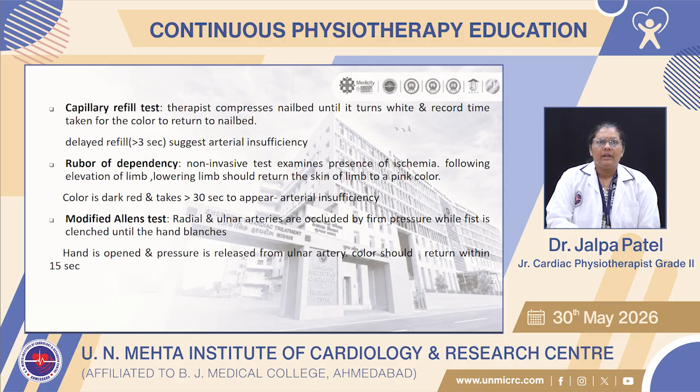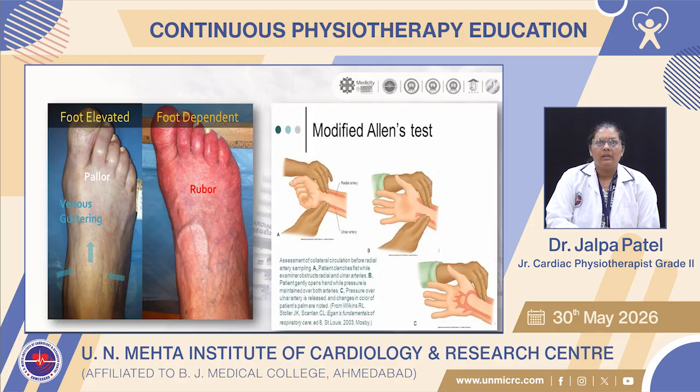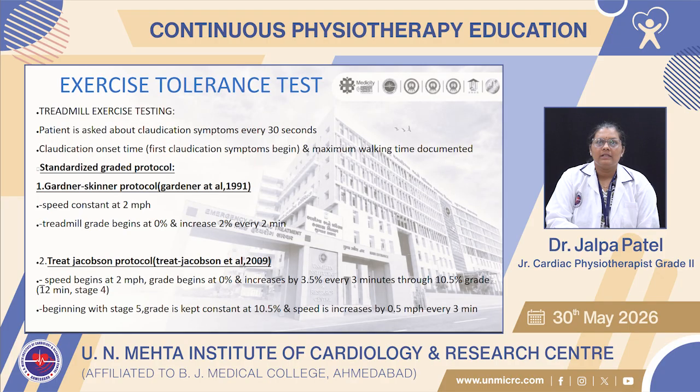Another one is the modified Allen's test. In this test, the radial and ulnar arteries are occluded by firm pressure while the fist is clenched until the hand blanches. The hand is opened and pressure is relieved from the ulnar artery. Color should return within 15 seconds. This is normal. In these images, we show rubor testing and the modified Allen's test. How do we apply the modified Allen's test?